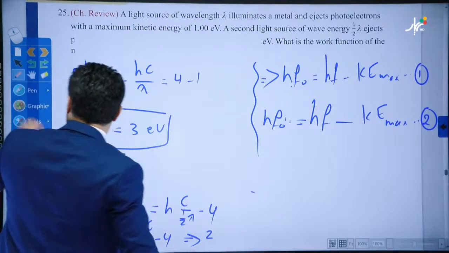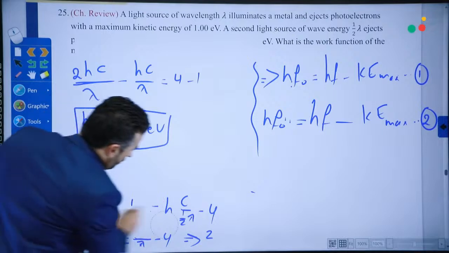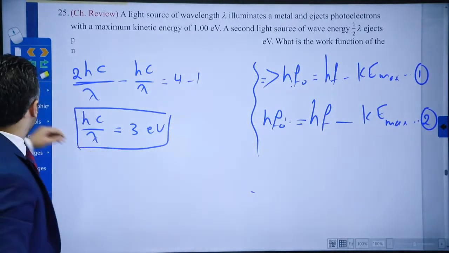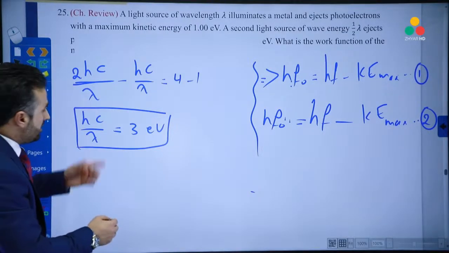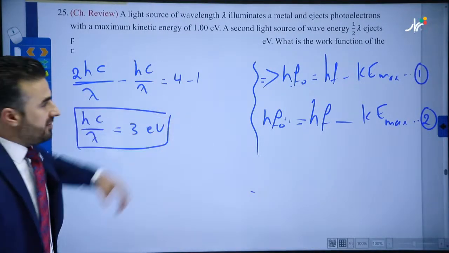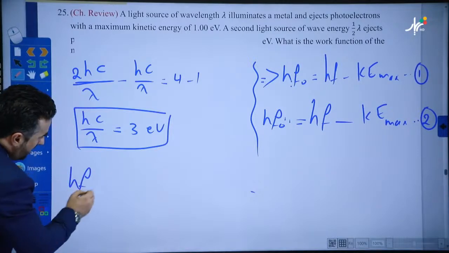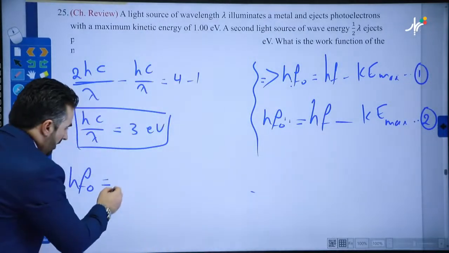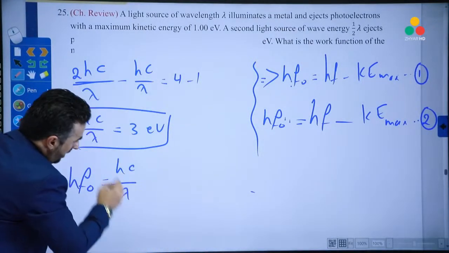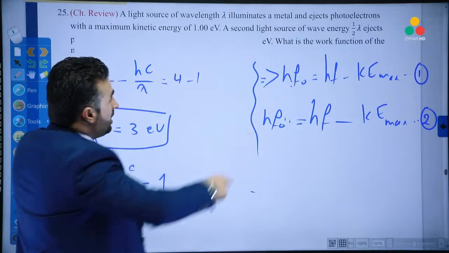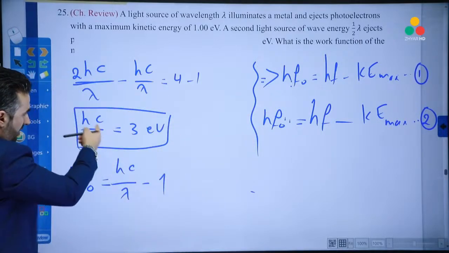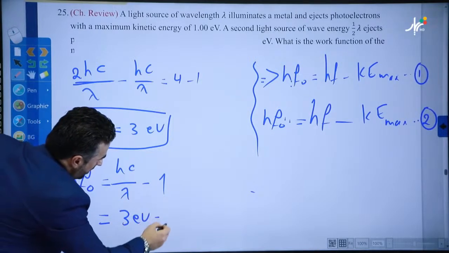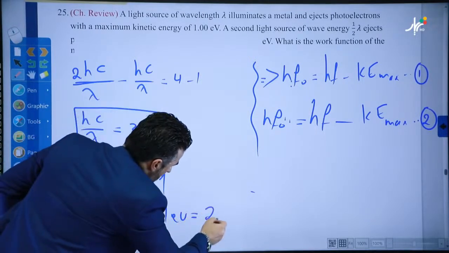But if we go back to the other one, do you remember the equation that we used here? So now I have 3 electron volt. If we go back to the main equation that we wrote, we said hf, that is the work function, yeah? And using the frequency, this is what I wrote, hc over the wavelength minus 1, because the kinetic energy for the first one was 1. Now we have found hc over the wavelength here, and this is 3 electron volt, correct? Minus 1 electron volt, of course, we get a result of 2 electron volts.